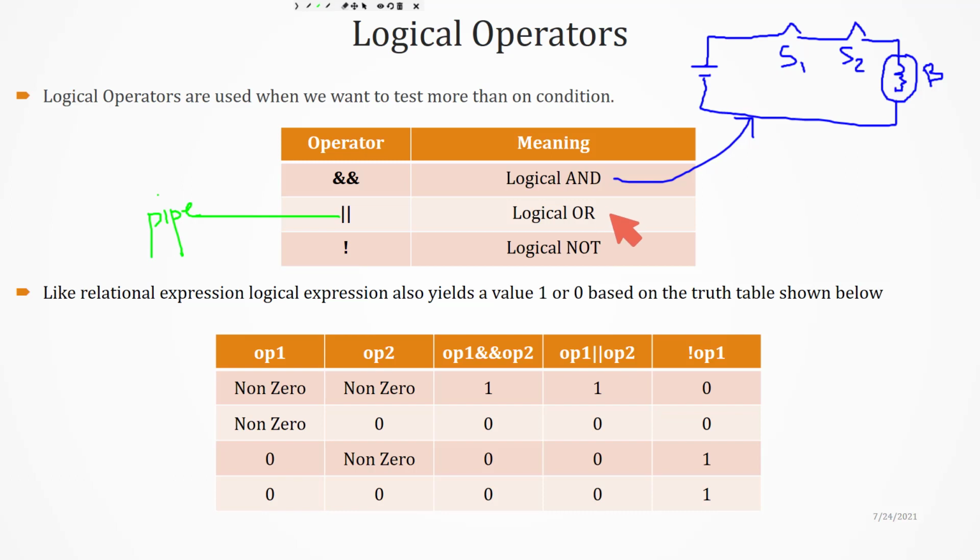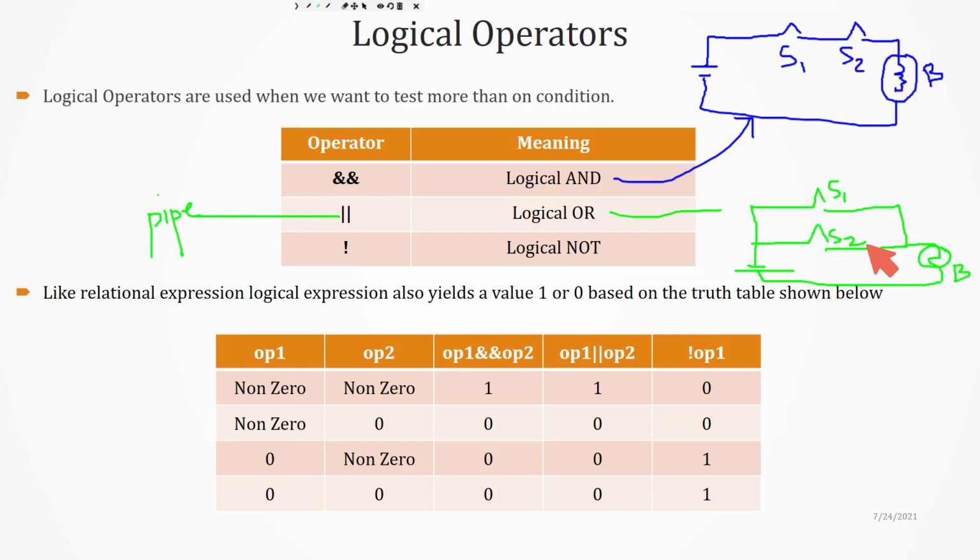So similarly, what will be OR? I have a switch. Again, I have a switch. I have a battery. Here also I have a bulb. This is S1. This is S2.